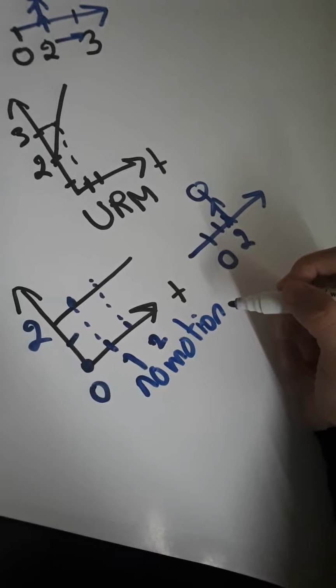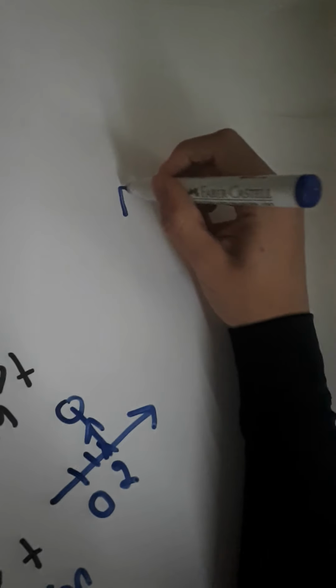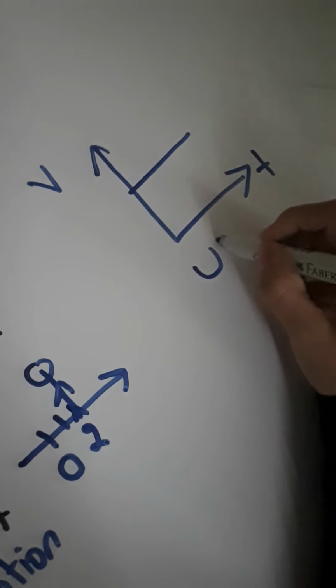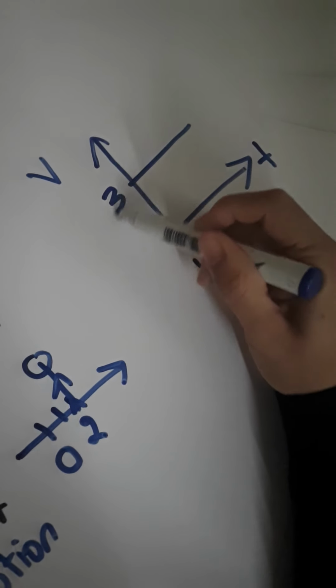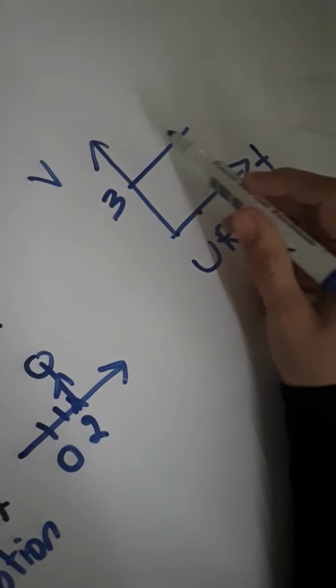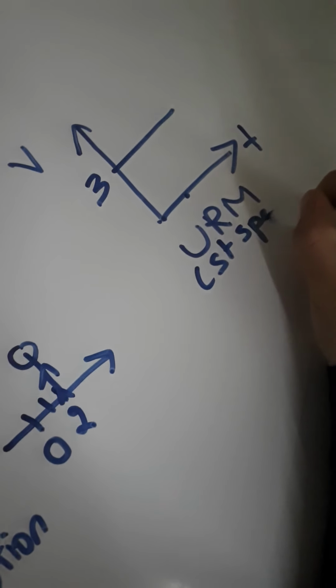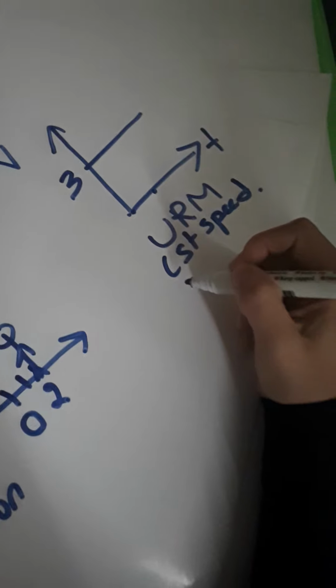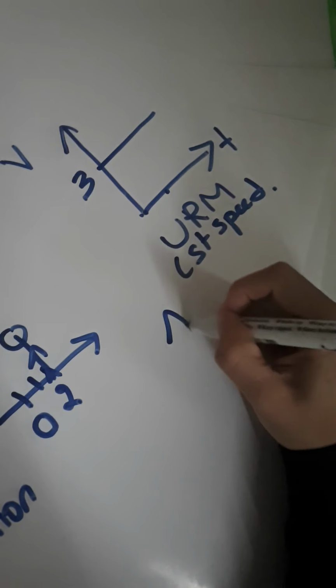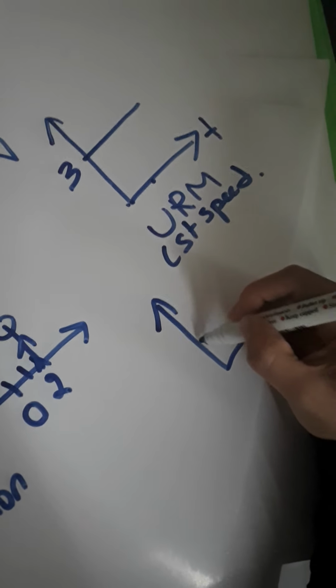Okay, guys? Let's talk about this graph. V versus time. This is a URM. Why? Because at t equal to 0, the speed was, let's say, 3. At t equal to 1, let's say it was a 3 also. And here I have constant speed. Constant speed. Remember the CST? Miss, what is the CST? This is constant speed. While this means the speed is increasing.